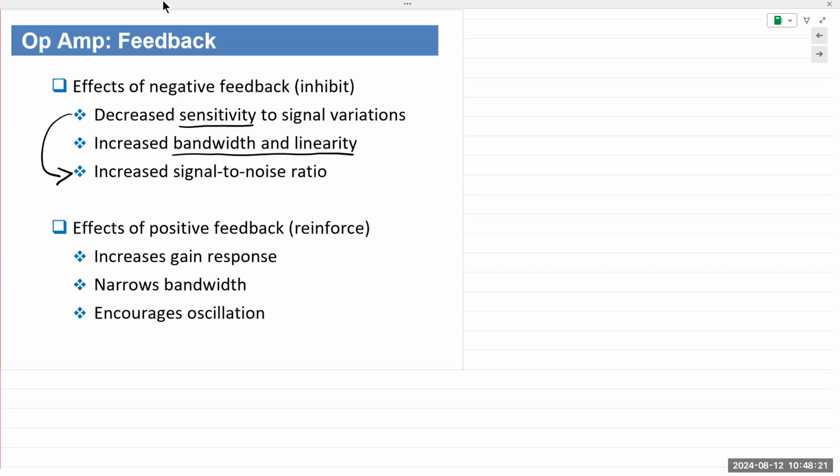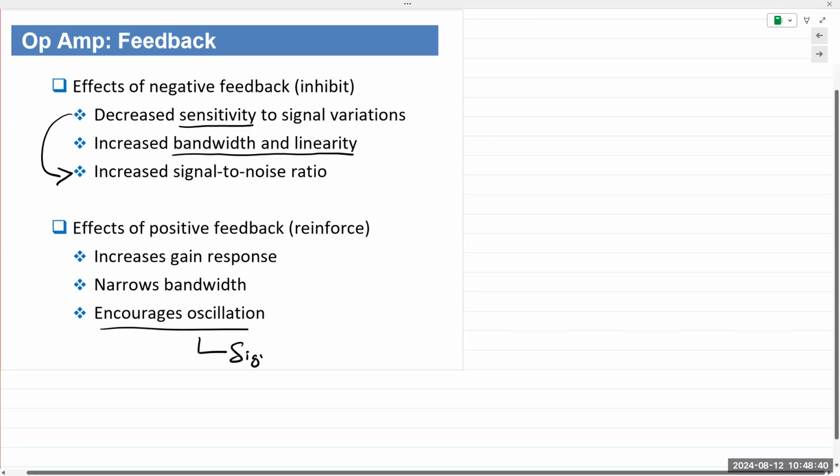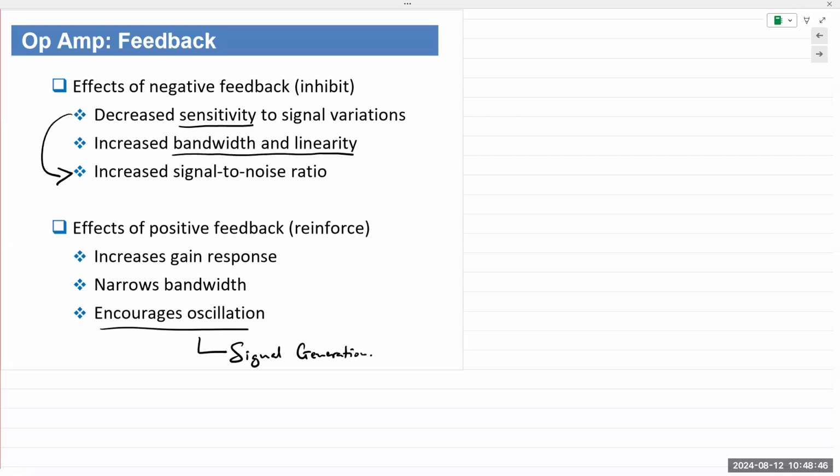Positive feedback, all we are doing is taking the output and connecting it back to the positive, the non-inverting terminal. And the biggest use case in this scenario is using the op amp as an oscillator. And oscillators are building blocks for signal generation.